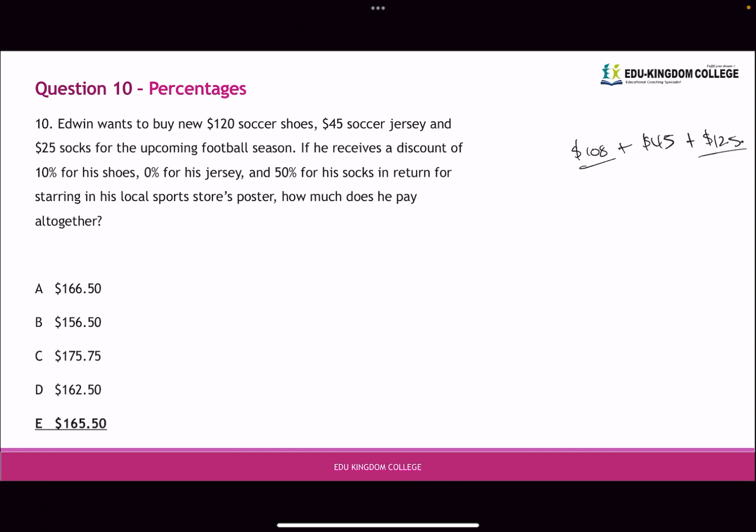So 108 plus 12 is 120, plus 0.5, so remember the $12.50, so that's 120.5. And then add the 45. So that's going to be 165.5. Okay, so that's E.